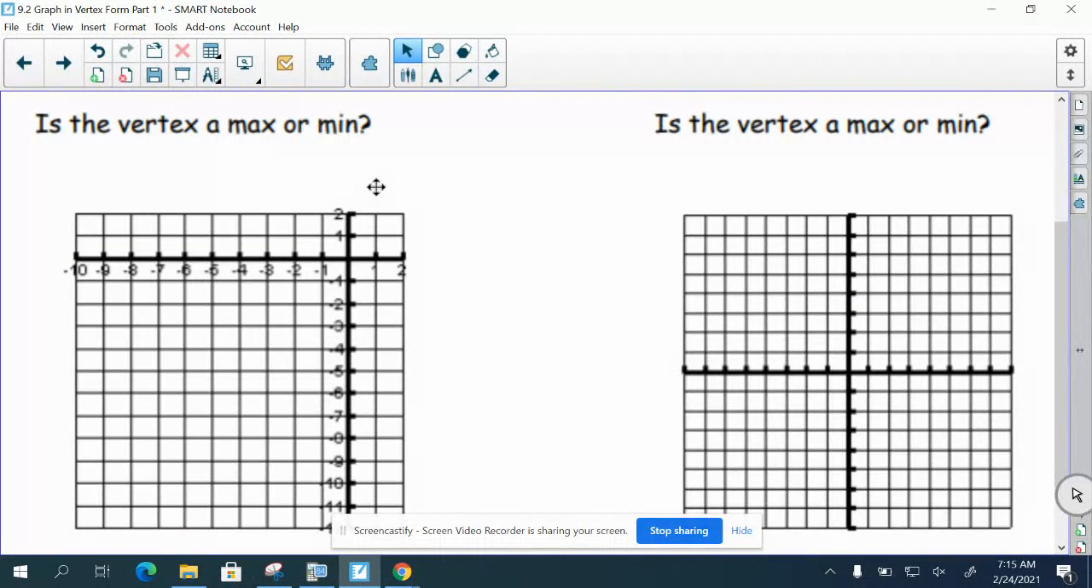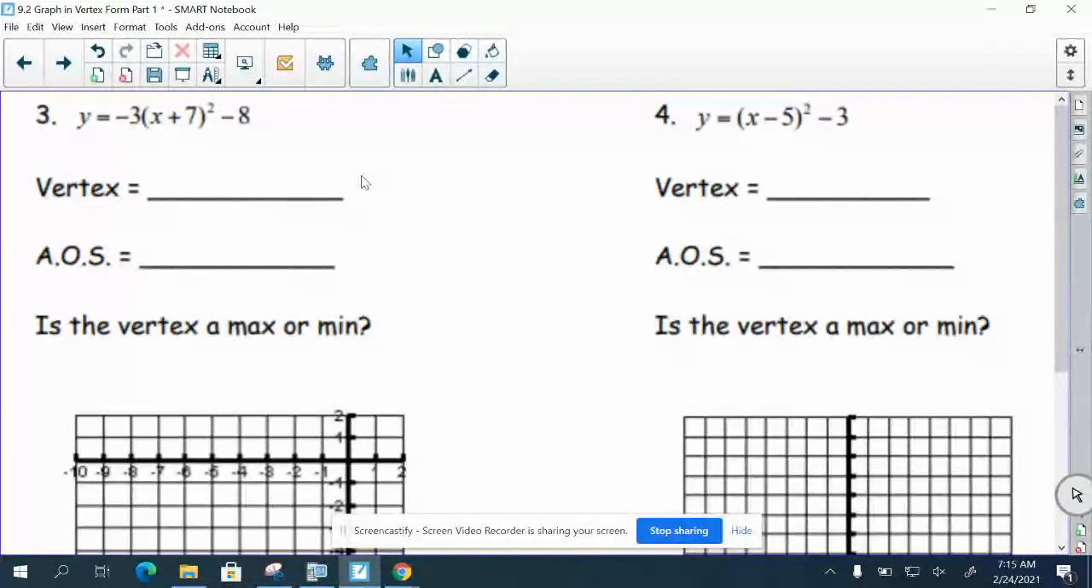Let's see, I might do one more example with you guys. This will be a question for you. What would be the vertex in question 3? The vertex in question 3, opposite sign, same sign, -7, -8.